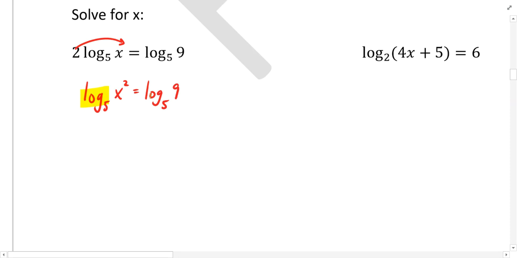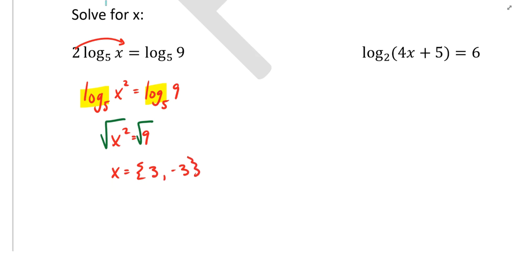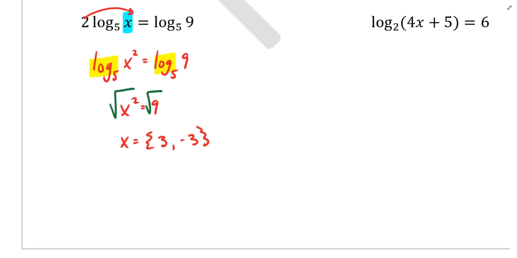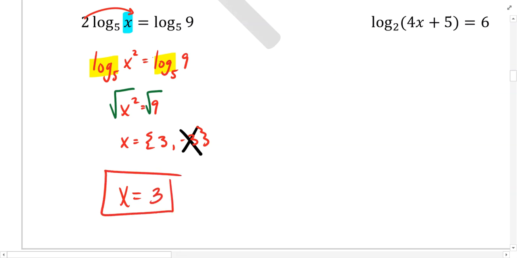And now, with the logarithms whose bases match being equivalent, we can say that x squared is equal to 9, and therefore, after taking the square root, we would say that x is equal to either 3 or -3. Let's keep in mind, however, that this x variable, the argument within the logarithm, by definition must be positive. So we'll throw out this -3 as an extraneous solution, and we'll simply say that x must be equal to 3.